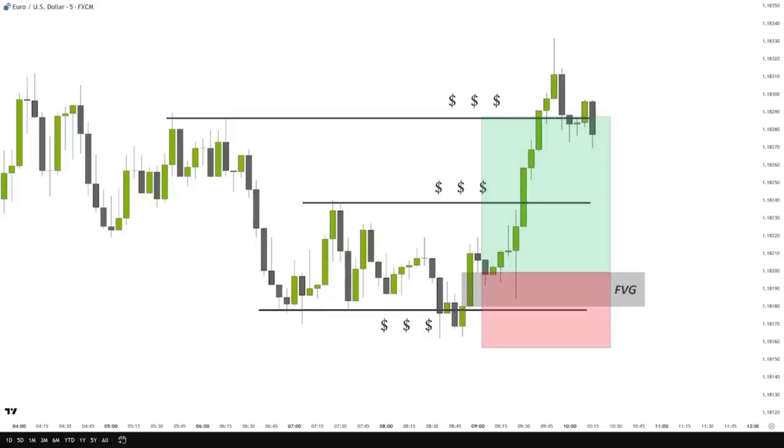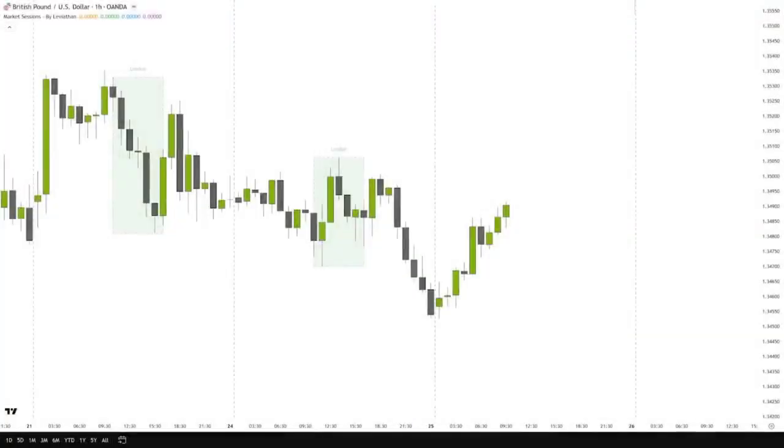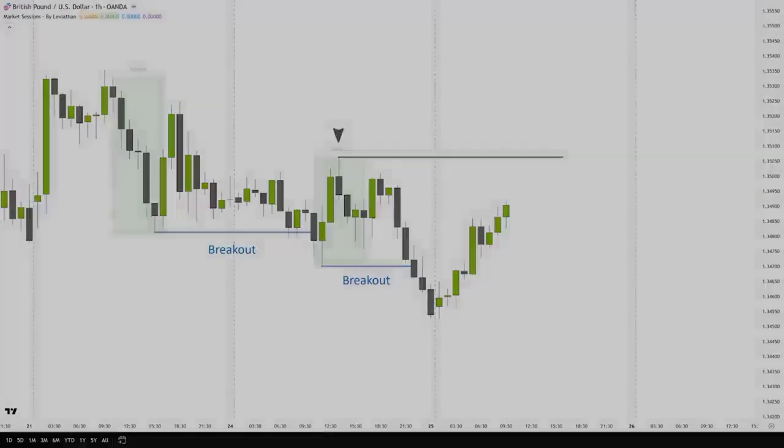We can also add higher timeframes analysis to our trading strategy. Here on the pound-dollar 1-hour chart, we have a downtrend. The market continuously breaks the structure levels to the downside, which shows the selling pressure. Now we will identify this market as bearish and look for short trading opportunities as long as we stay below this swing high. Now let's zoom into the 5-minute chart.